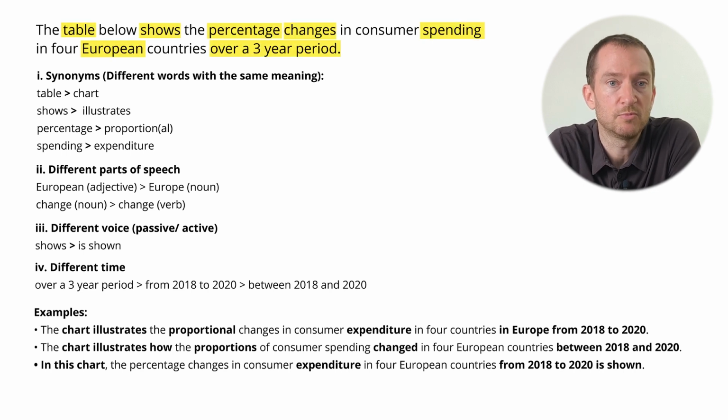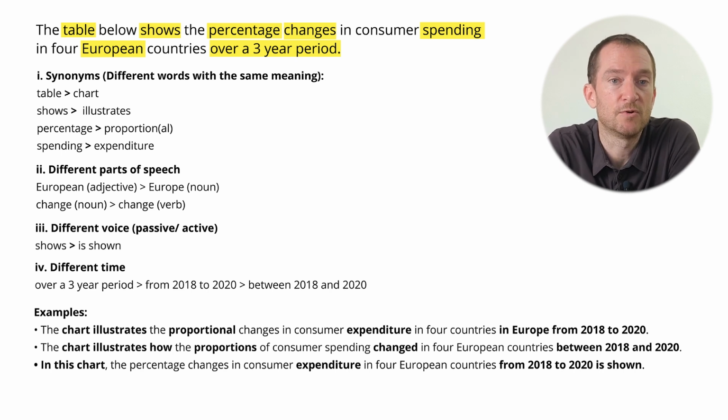Instead of table, we could write chart. For shows, we could use illustrates. Percentage can be replaced with proportion. And instead of spending, we could use expenditure, which is a more formal synonym.